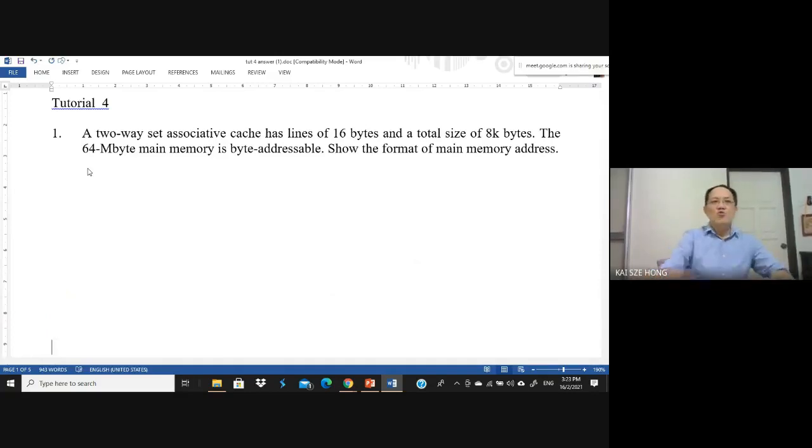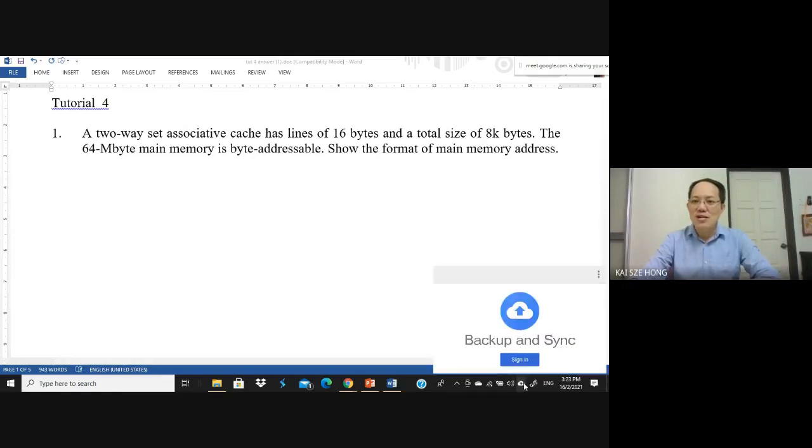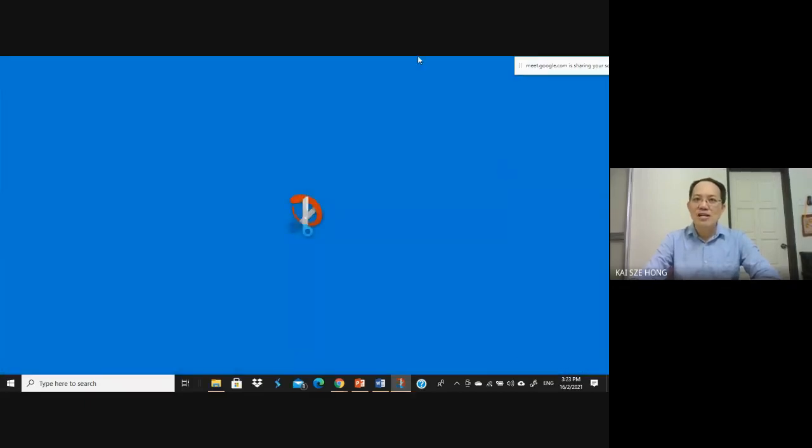A two-way set associative cache has lines of 16 bytes and a total size of 8 kilobytes. The 64 megabyte main memory is byte addressable. Show the format of the main memory address. I'm going to give you some time to do it yourself. Think about how to do it. Maybe I give you five minutes before I show you the answer.